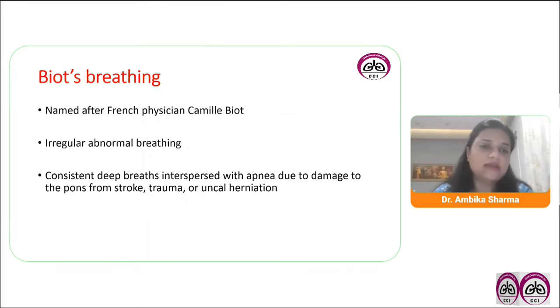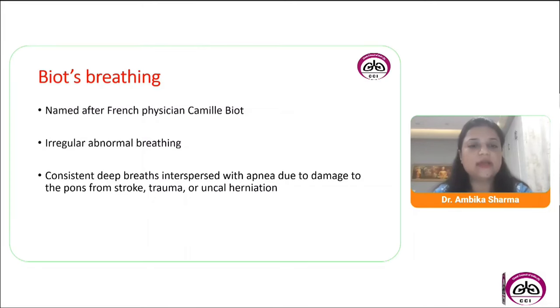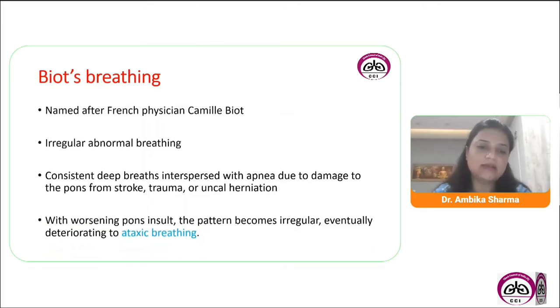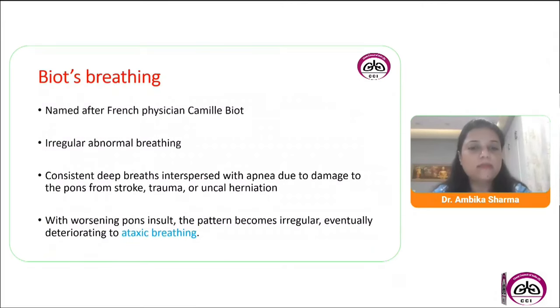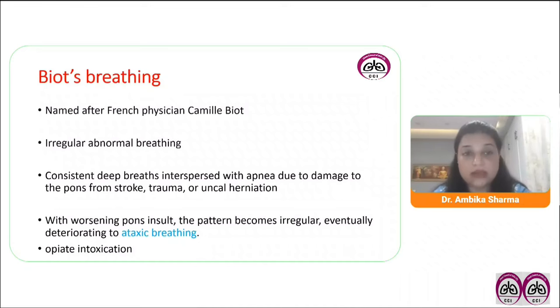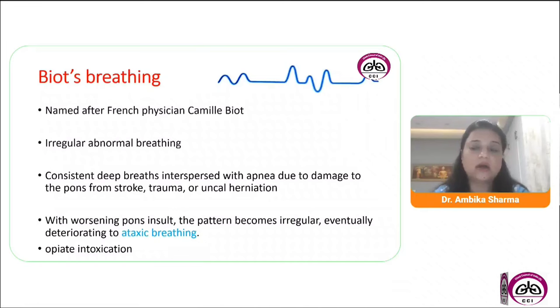So there are actually consistent deep breaths interspersed with apnea due to damage to the pons from stroke, trauma, or uncal herniation. And with worsening pons insult, the pattern becomes irregular, eventually deteriorating to another breathing type, called ataxic breathing. Biot's breathing can also be seen in opiate intoxication. And this is how it looks when we draw the graph of it.